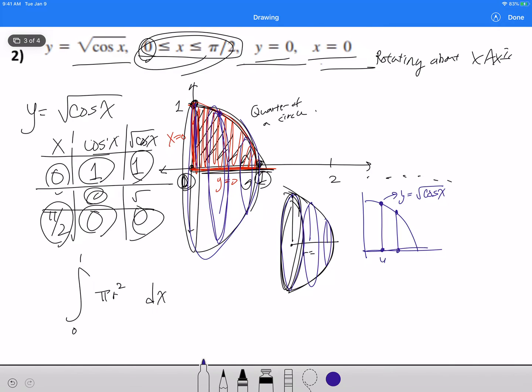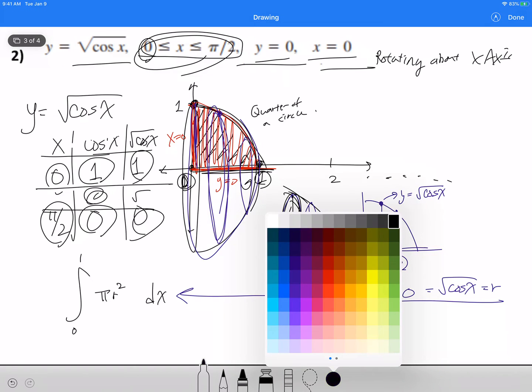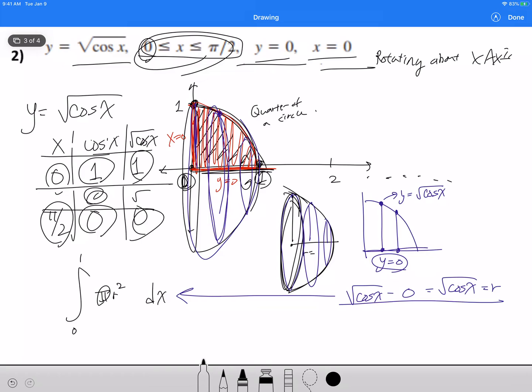The bottom curve here was just y equals 0, so it makes my math a little bit easier to do. So top curve minus the bottom curve is simply the square root of cosine of x, and that will be your radius, which you're going to be utilizing here. Okay, so let's plug it in and see what we get.